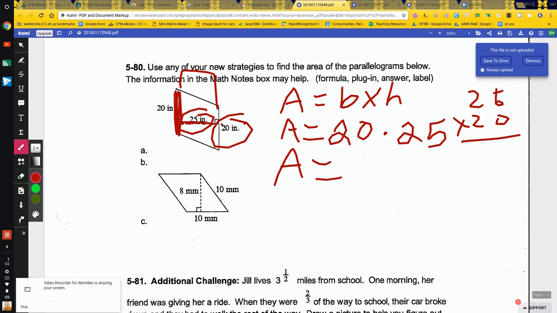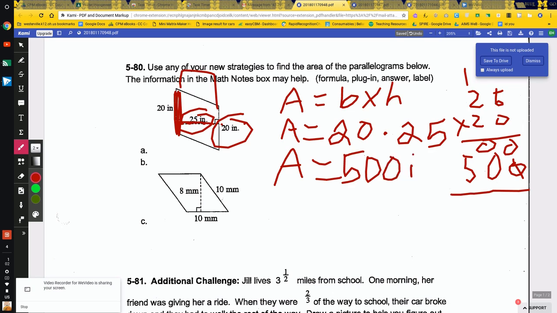Five times 0 is 0. 2 times 0 is 0. Place value, bring it down to 0. 5 times 2 is 10. 2 times 2 is 4. So your answer is 500. And if we were going to label, inches squared, because area is always squared.